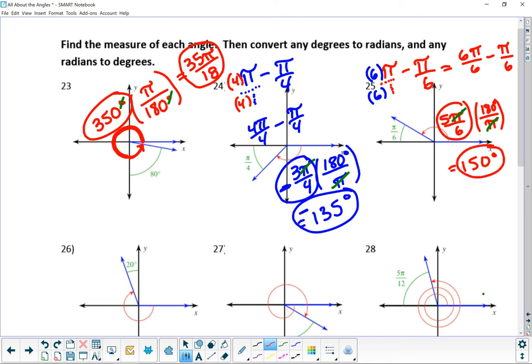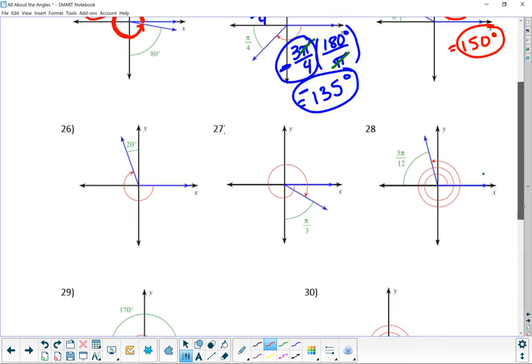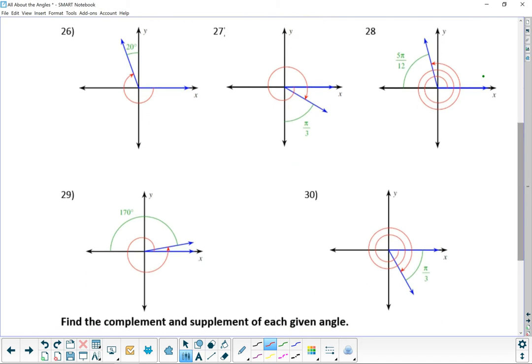So that's my degree answer. 5 pi over 6 is my radian, and 150 degrees is my degrees. Okay.